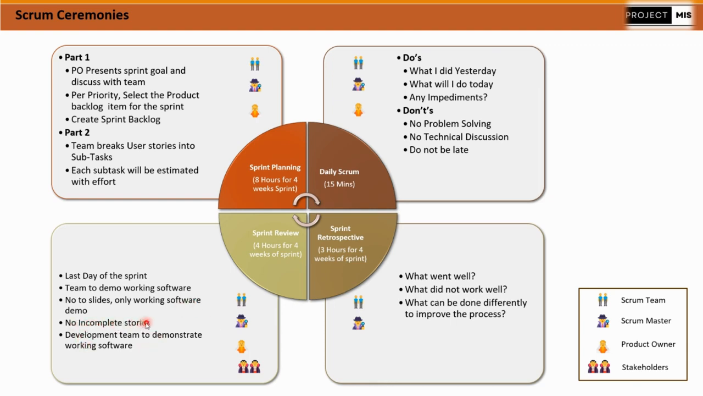No incomplete stories. It is not expected that any of the user stories picked up during the sprint planning are not completed, and even picking up a half completed user story to show in the demo is not at all expected. We should never do that. Agile never recommends that. Whatever user stories we have planned, whatever happened, we have to deliver that. We should not be changing the objective of the sprint.